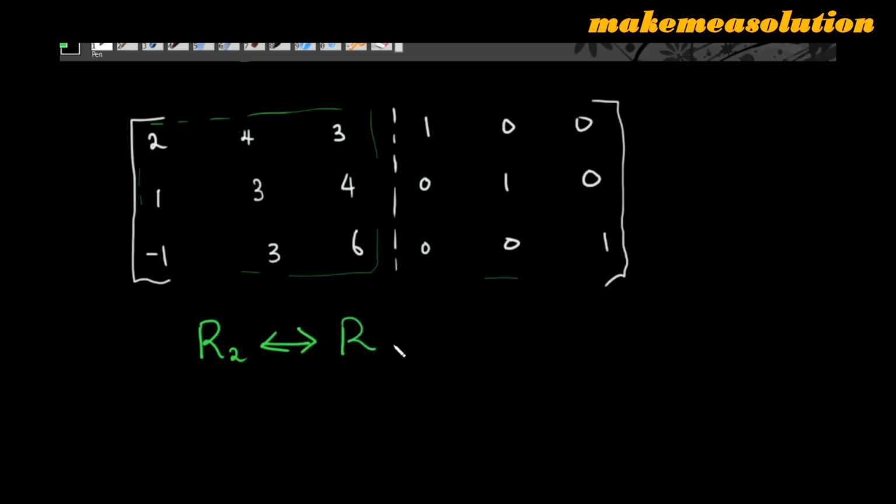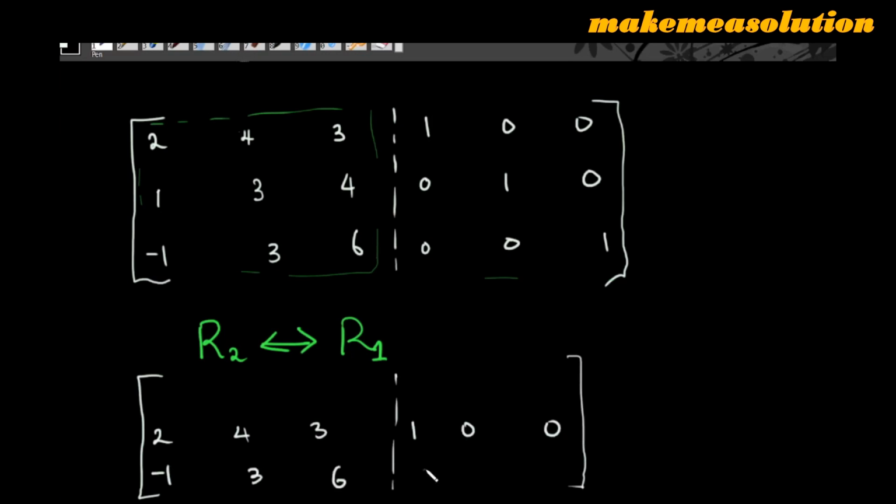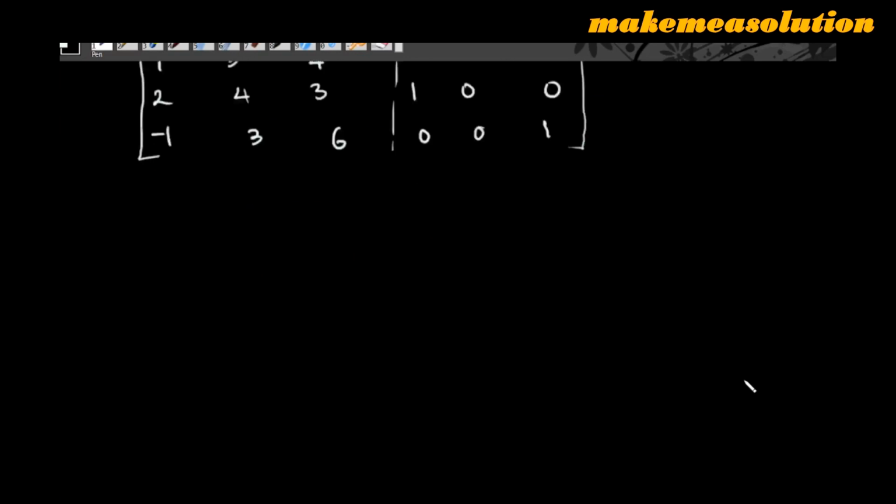So this is the symbol for swapping. If you want to swap row 2 with row 1, you write it like this, an arrow pointed in both directions. So that will now give me something like this. Row 1 will become row 2, and row 2 will become row 1. So row 1 becomes row 2, 2 4 3, and you have your 1 0 0. Row 3 stays as it is, minus 1 3 6, and you now have 0 0 1. Now row 2 will now become row 1. You have your 1 3 4, and you now have your 0 1 0. Are we good with that step?